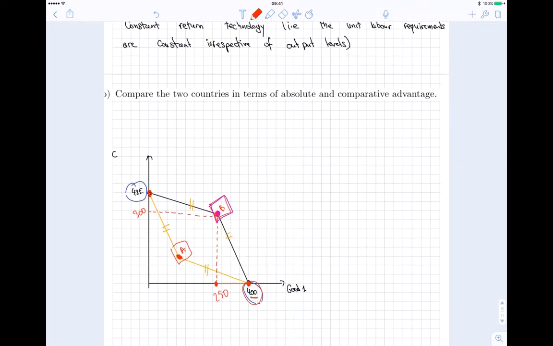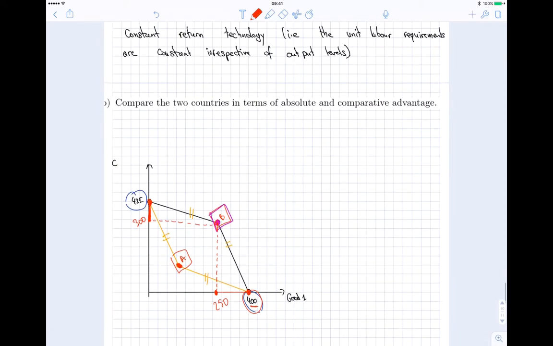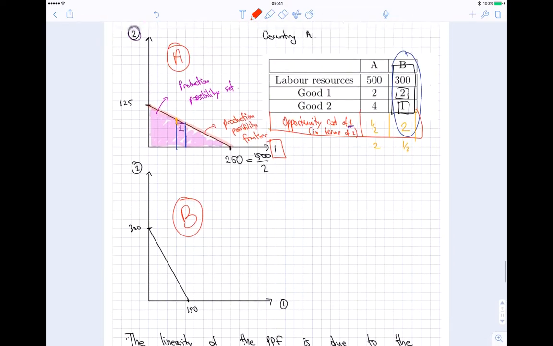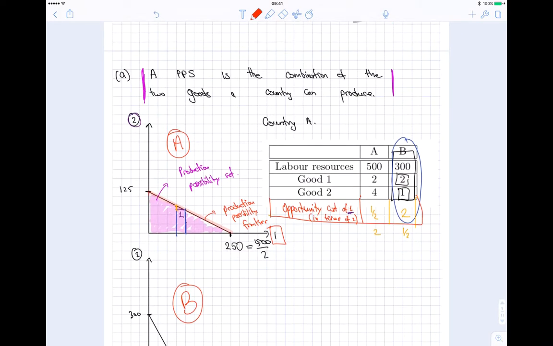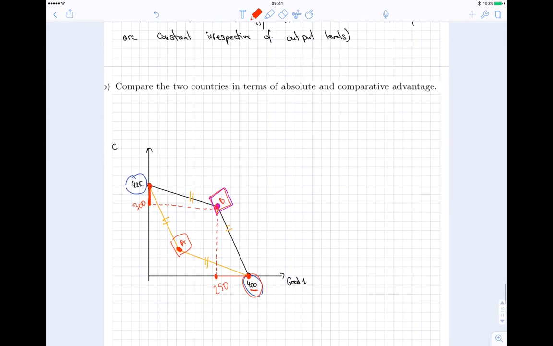What's the difference between these two? 100. Is it 100? Or 125. Oh, sorry, I read that wrong. 125. This is also 125. So we're on the right track, right? So we know that these numbers are correct, okay?